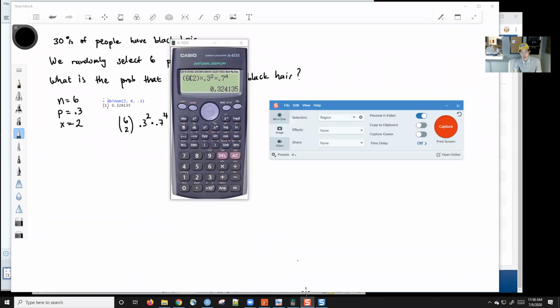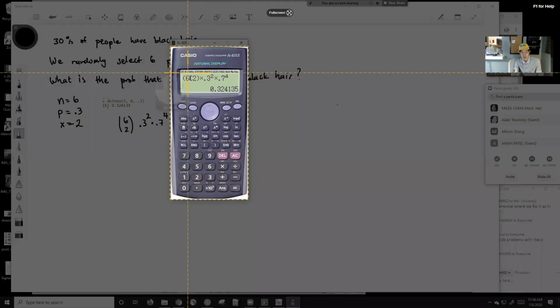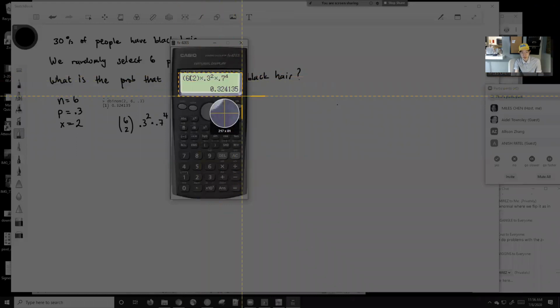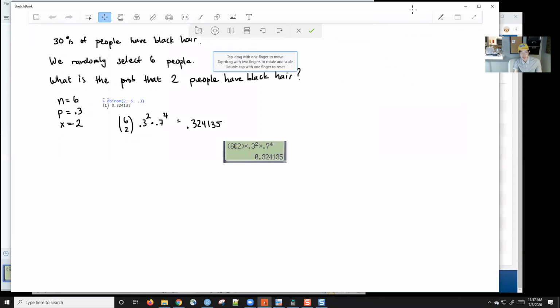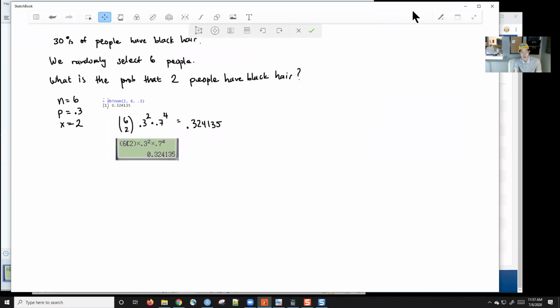I don't know if I should capture my calculator screen as well. It's helpful. I don't know what kind of calculators you guys have.